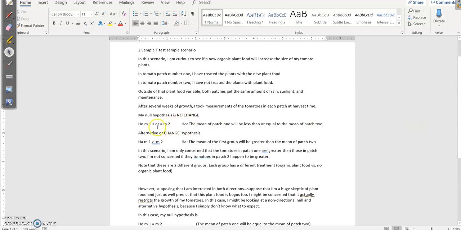So in this case, it's important to point out, though, that I'm expecting the change to be in a certain direction. I'm expecting this plant food is going to work, and that it's going to change the size of my tomatoes for the bigger. So in the wild event that it actually makes the tomatoes smaller, I'm actually building that into my null or no change hypothesis. So this is a directional hypothesis. I'm expecting the change in a certain direction, which is that patch 1 is going to be greater than patch 2.